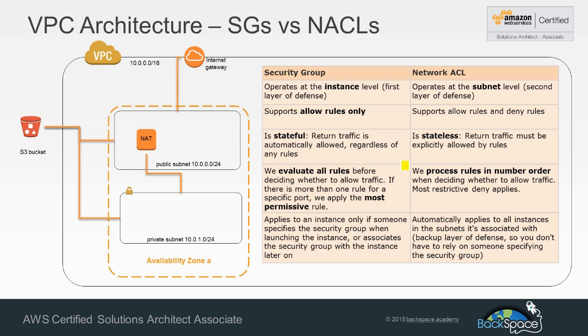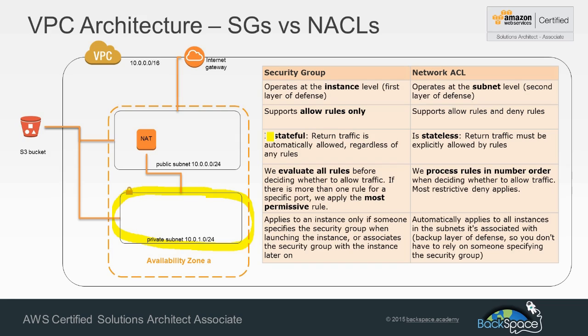It operates at the instance level. A network access control list operates at the subnet level. A security group supports allow rules only. A network ACL supports both allow and deny rules. Now also, a security group is stateful, okay? It responds to traffic, so return traffic is automatically allowed regardless of any outbound rules. So it is stateful. It will automatically allow response and return traffic to go out.